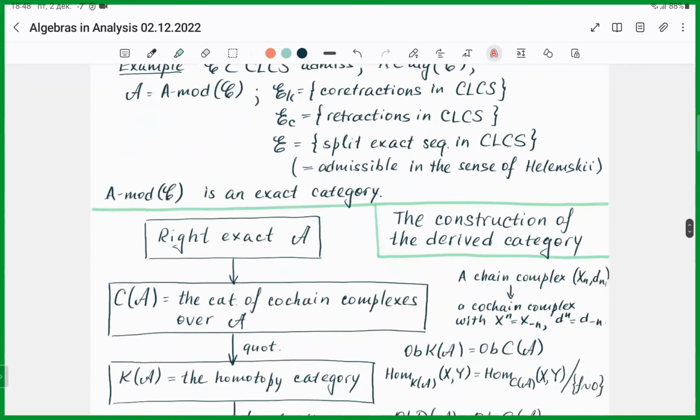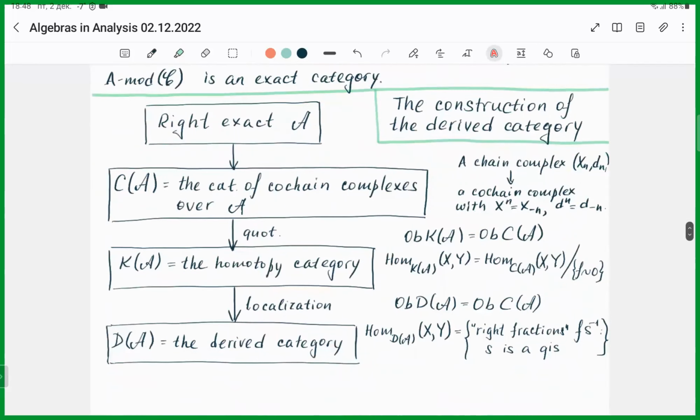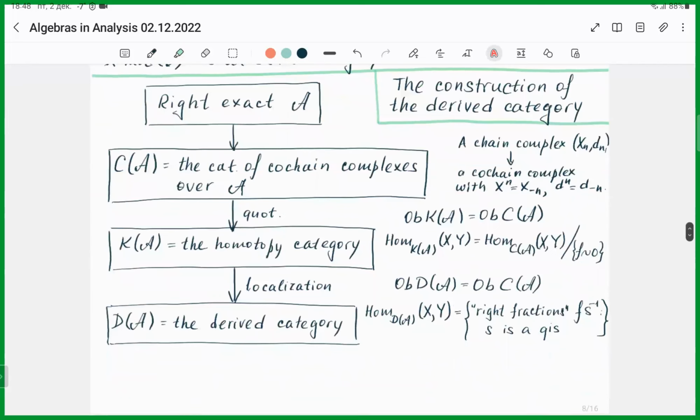Okay, now let's briefly discuss the construction of the derived category in the context of right exact categories. So basically, the construction consists of 3 steps. We start with the right exact category A. And at the first step, we form the category COA of co-chain complexes over A. To work with chain and co-chain complexes simultaneously, we adopt the following standard convention. So if we have a chain complex over our category A, we always make it into a co-chain complex by the following rule. So this simple trick enables us to work with co-chain complexes only.